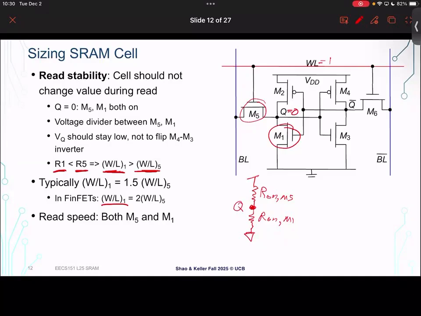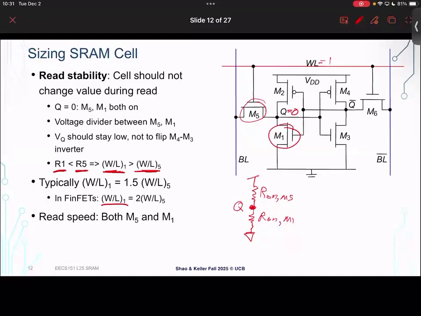In case any of you get your hands on an Intel 18A PDK sometime. But the key takeaway is that M1 needs to be larger than M5. M1 needs to be stronger than M5 to ensure that the node stays pulled down during the read operation and wins the fight.